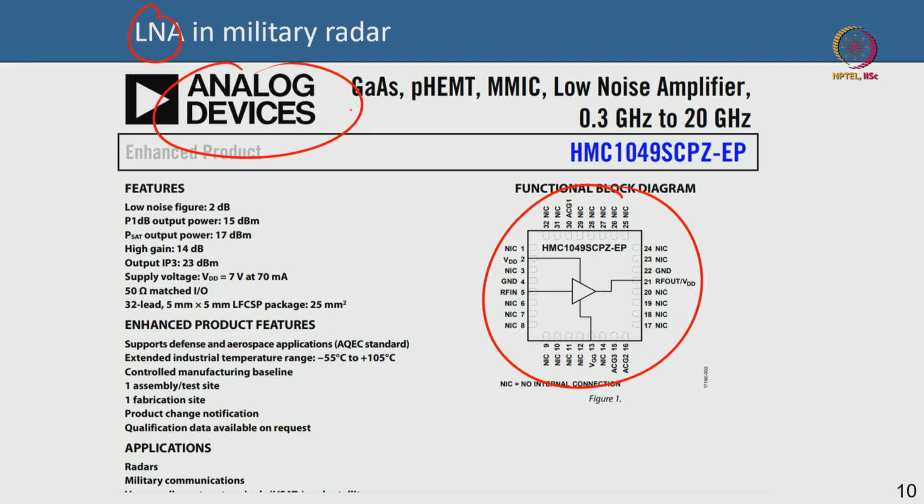They are using a gallium arsenide HEMT. P stands for pseudomorphic. This is precisely one of the devices that we are going to talk about in this course later on. Pseudomorphic HEMT. HEMT stands for high electron mobility transistor, and this is an MMIC. I told you about MMIC, and this is a low noise amplifier. It will operate from 0.3 gigahertz to 20 gigahertz.